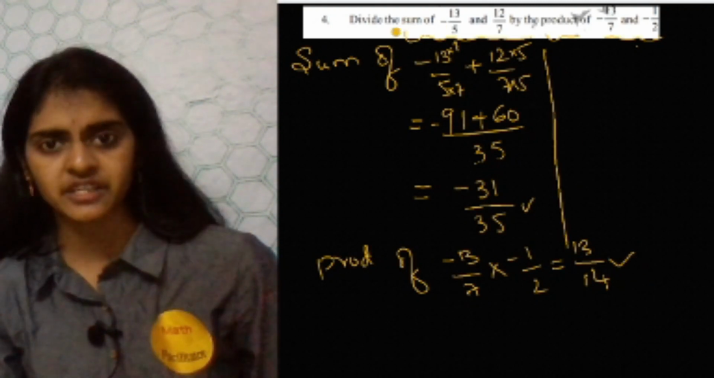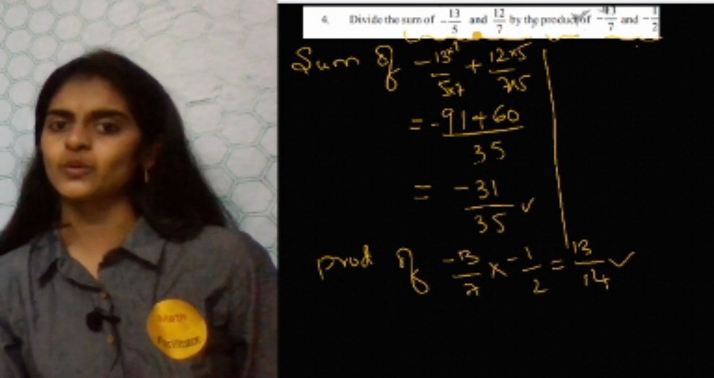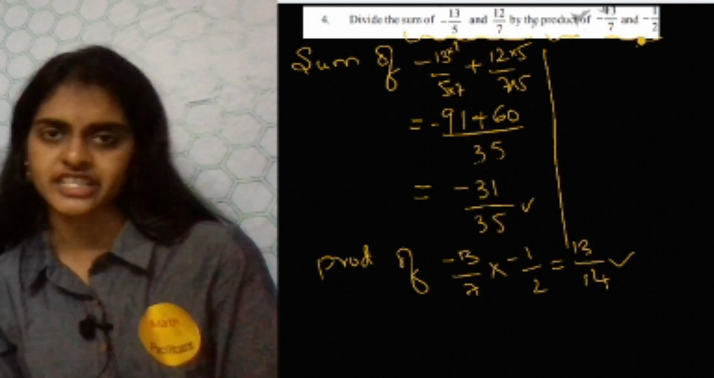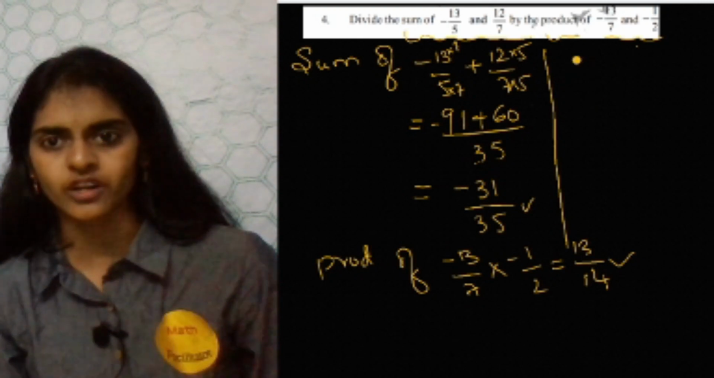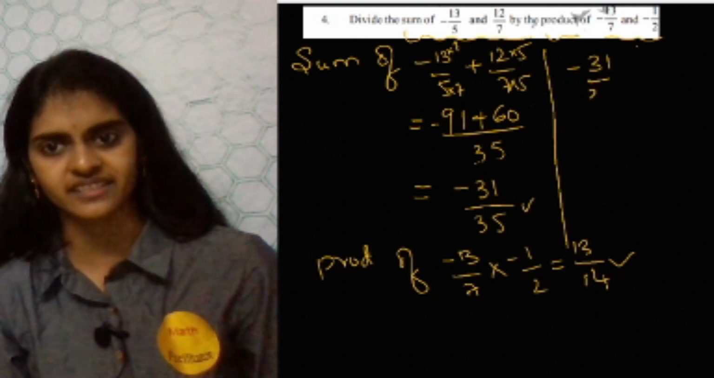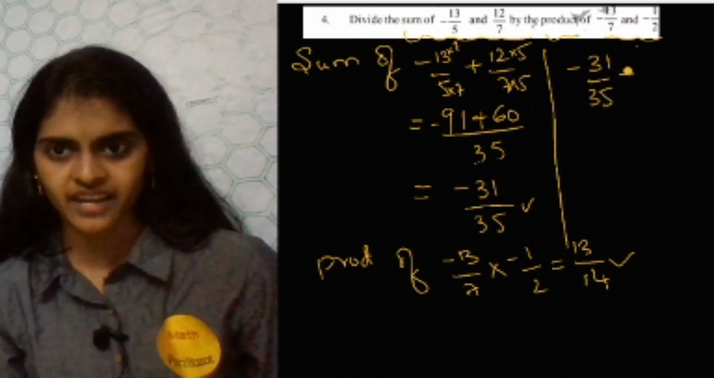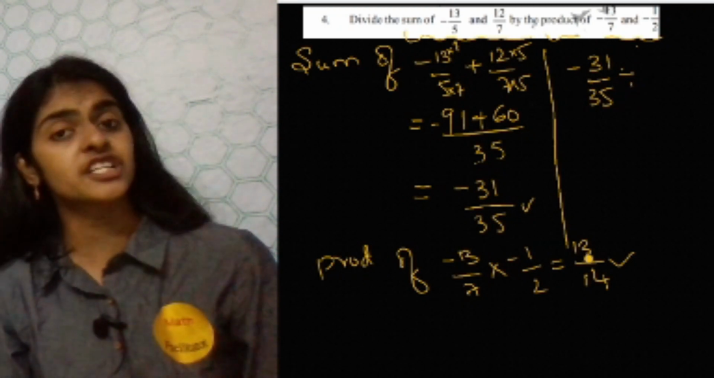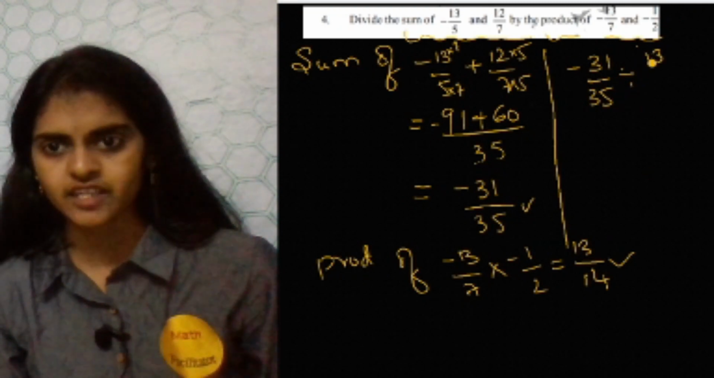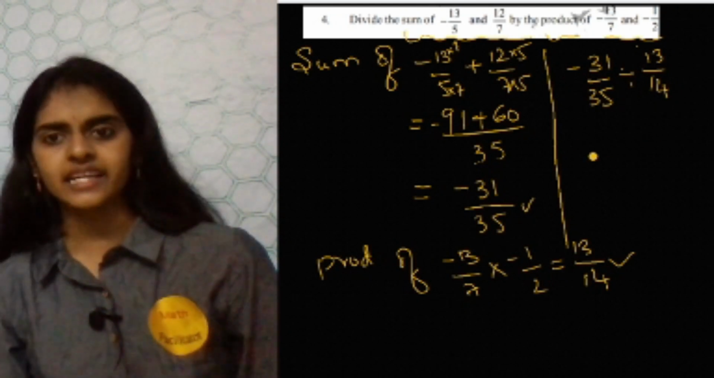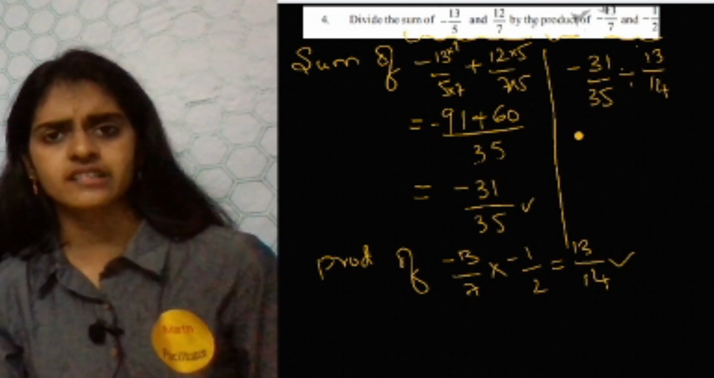Third part is you have to divide the sum of these two numbers by the product of these two. Sum of these two numbers you got as minus 31 by 35. You have to divide this by the product of these two numbers. How much did you get? It is nothing but 13 by 14. Clear? So it is simple fractions division.